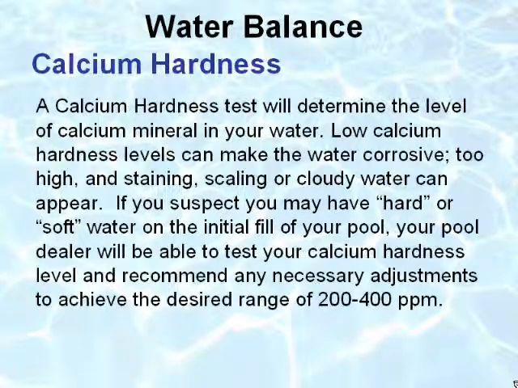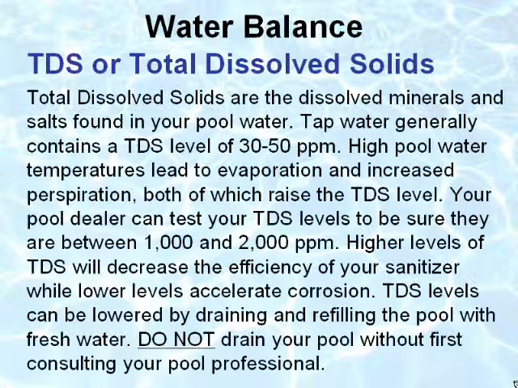Total dissolved solids are the dissolved minerals and salts found in your pool water. Tap water generally contains a TDS level of 30 to 50 parts per million. High pool water temperatures lead to evaporation and increased perspiration, both of which raise the TDS level. Your pool dealer can test your TDS levels to be sure they are between 1,000 and 2,000 parts per million. Higher levels of TDS will decrease the efficiency of your sanitizer and accelerate corrosion. TDS levels can be lowered by draining and refilling the pool with fresh water.